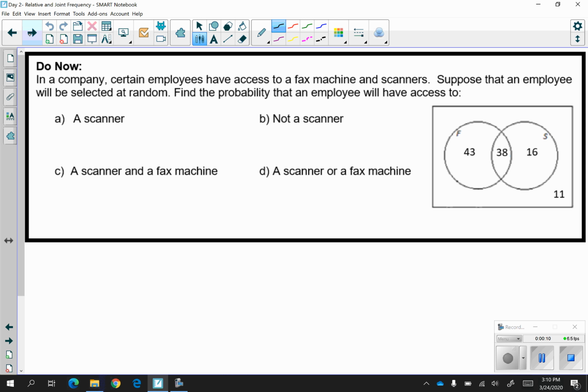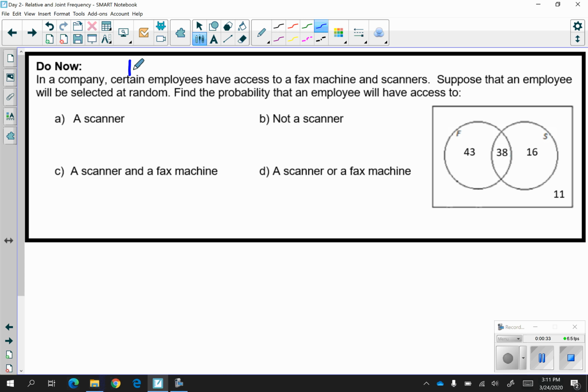So for our problem, we have a company where certain employees have access to a fax machine and scanners. Suppose that an employee will be selected at random. Find the probability that an employee will have access to the following. You are given a Venn diagram, which means your very first step should be to find the total, right?